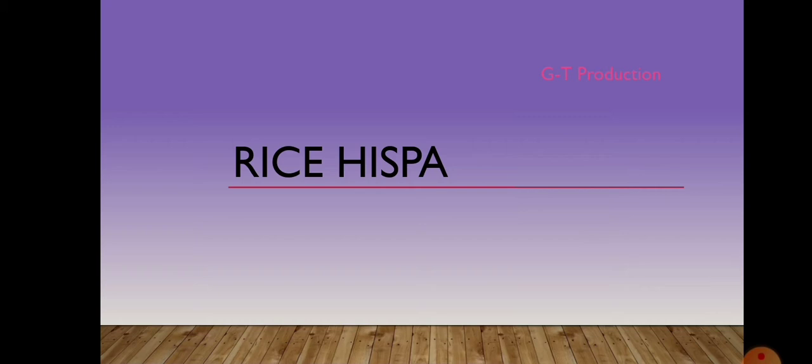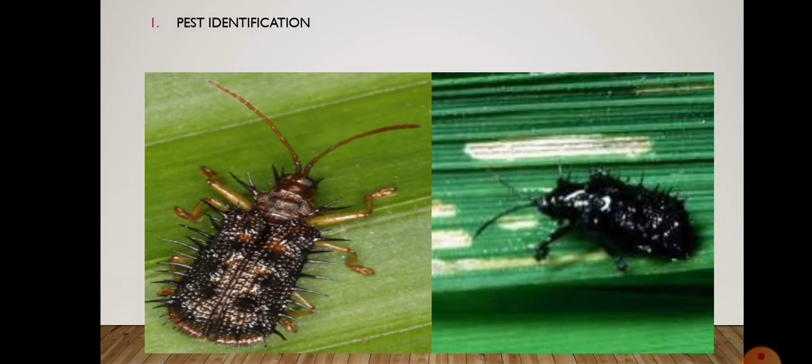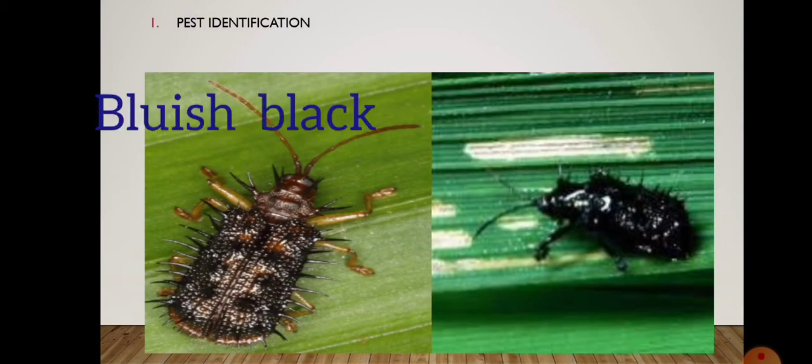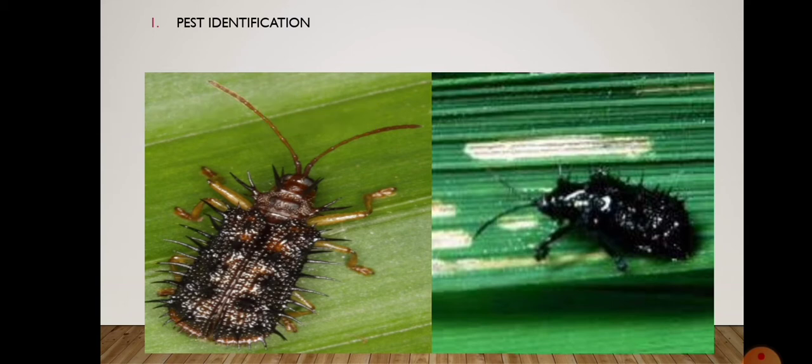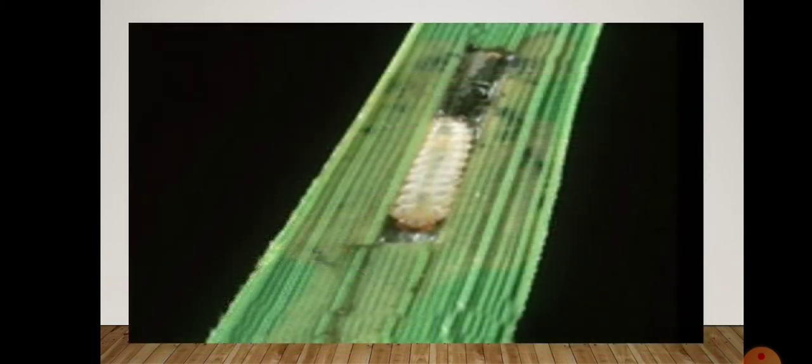And to manage this pest, at first we need to have proper identification, and this can be easily identified by its color, which is bluish black, and its wing elytra is covered with spines, as you can see in the figure. And this way we can identify its adult stage, but it is also very much important to identify its larval stage, because both stages are harmful for rice plant, as in both stages they feed on rice leaves.